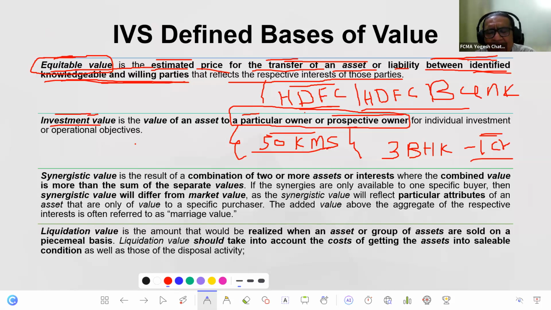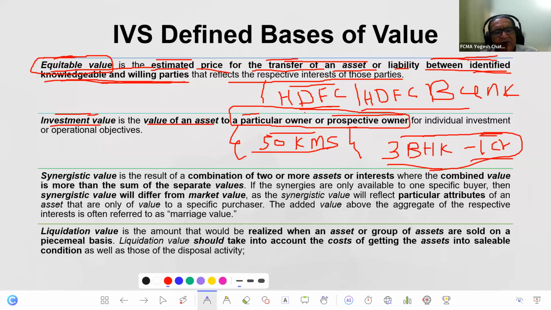I would like to quote here the famous quote of Warren Buffett. He said, the price which you pay, the value is what you derive. So I am deriving more value from this residence as compared to the other residents of the same complex. So that is actually investment value.